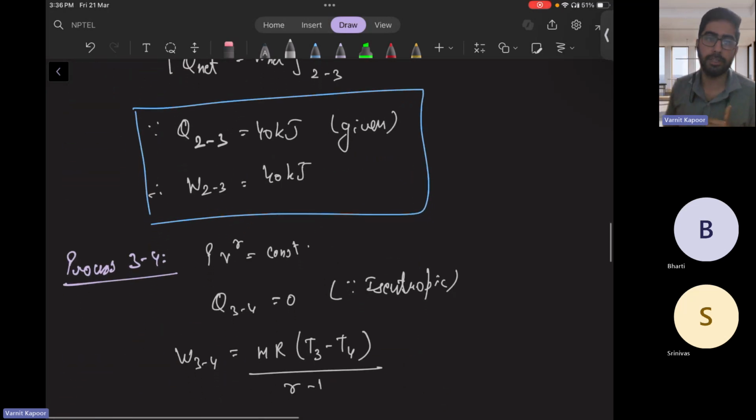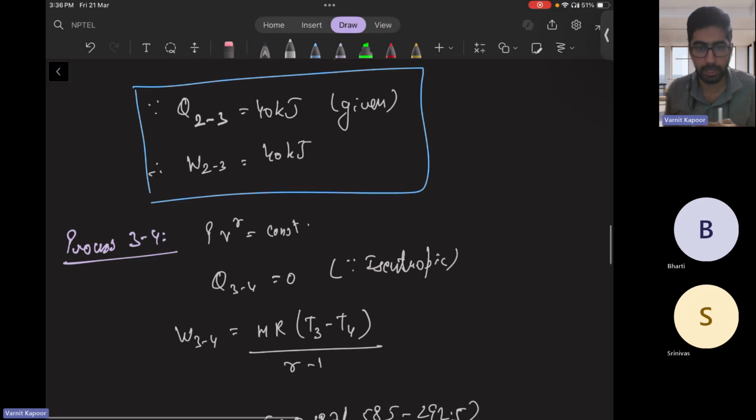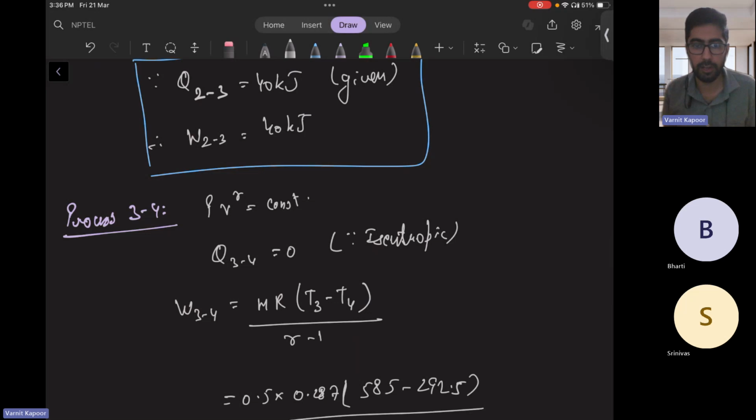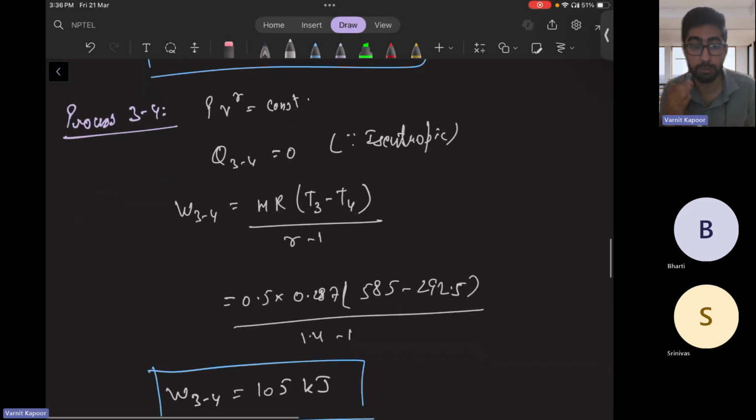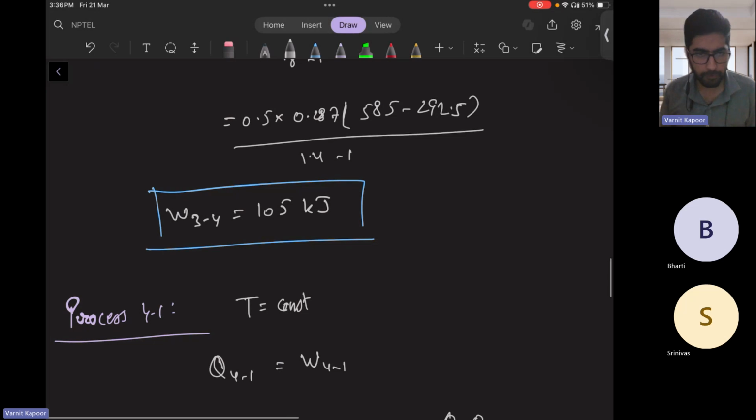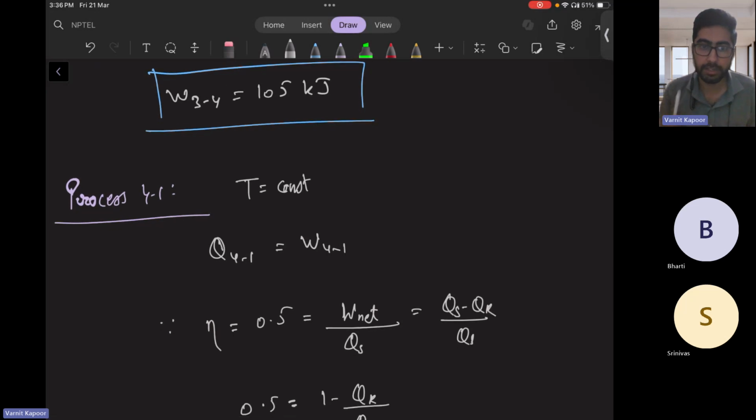Now coming to the 3 to 4 process, it's an isentropic expansion process. Again, it's isentropic reversible adiabatic, so heat interaction will be 0. Work interaction will be, again, put the expression MR T3 minus T4 by gamma minus 1. This time it's the same value but with a positive sign because it's an expansion process, so 105 kilojoules. Now process 4 to 1 is again an isothermal compression, temperature is constant, so net work interaction is net heat interaction. But this time we don't know the heat rejected or Q4 to 1. We know that efficiency is 0.5, that is work net by Q supplied.